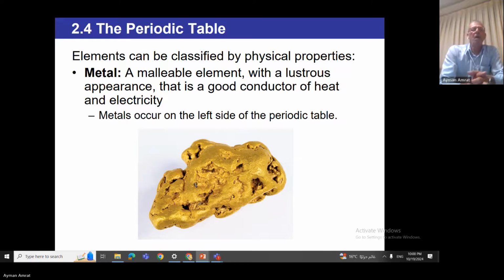Metals are classified by their physical properties. Metals are malleable elements with a lustrous appearance. Lustrous, that's good. They are good conductors of heat and electricity, found on the left side of the periodic table.